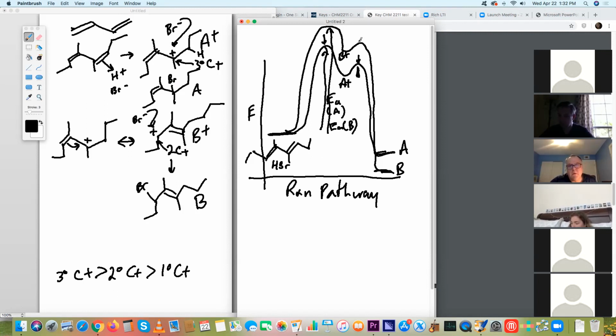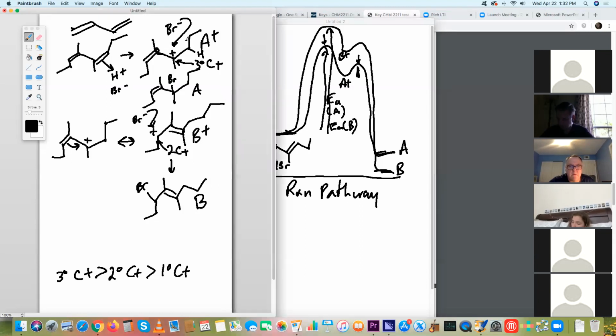The important point I'm trying to get across here is that A+, because it's got 3 carbons attached to the C with the plus on it, is going to be more stable than B+, which has 2 carbons attached to the C with the plus. You can count them here, 1, 2. This one here, 1, 2, 3. I'll draw them in. C, C, and C. And for this one, C and C. So that has an effect on the stability of those carbocations, which also has an effect on these activation energies here.